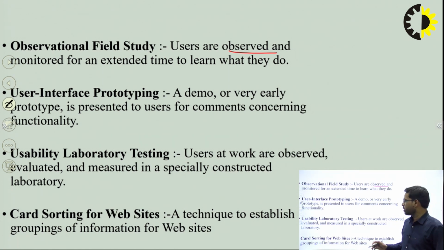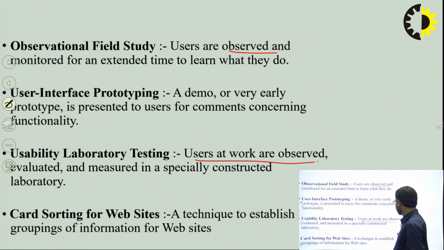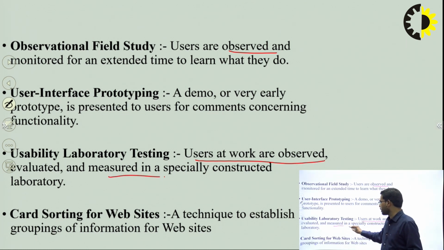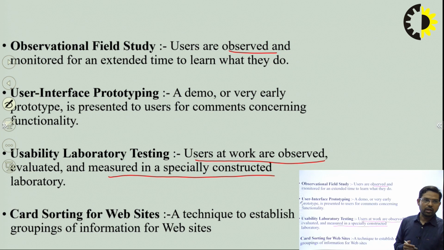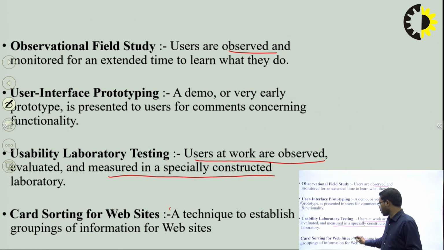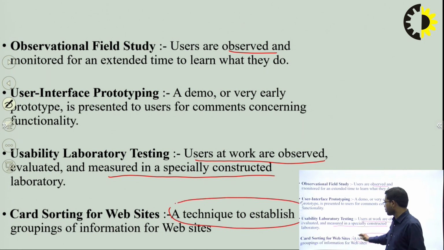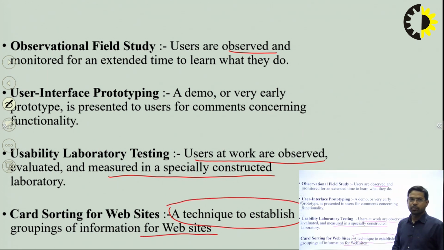Usability laboratory testing: users at work are observed, evaluated and measured in a specially constructed laboratory. For example, in the COVID-19 scenario, we first observe and evaluate the outcome of a vaccine, measured in a specially constructed laboratory. Card sorting for websites is a technique to establish the grouping of information for a website. If we are talking about techniques established for grouping of information, it is from the website's point of view.